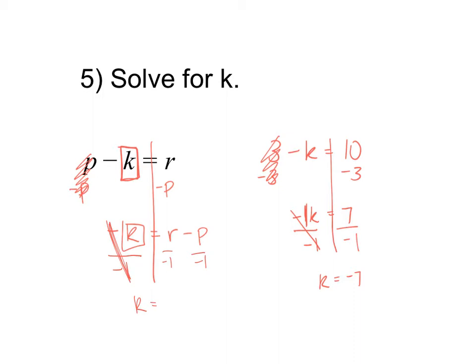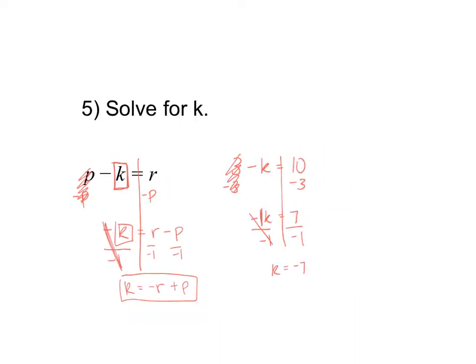R divided by negative 1 is just going to be a negative r. It's basically just going to flip the sign. Negative p divided by negative 1 is just going to be a positive p. So when I divide everything by negative 1, it's just going to cancel out all of the negatives, basically flip the signs there. So this would be my final answer.